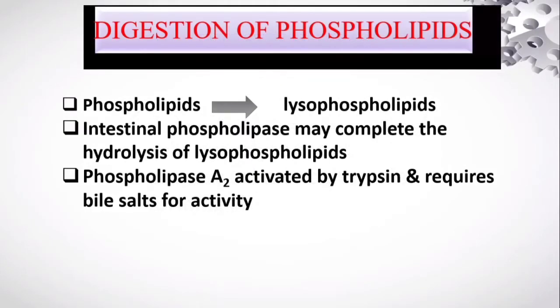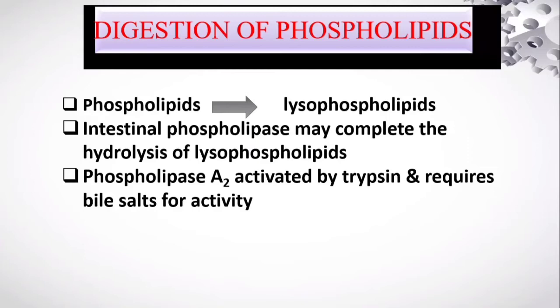So let's go now to the digestion of phospholipids. Phospholipids are converted to lysophospholipids. Intestinal phospholipase may complete the hydrolysis of lysophospholipids. Phospholipase is activated by trypsin and requires bile salts for activity.